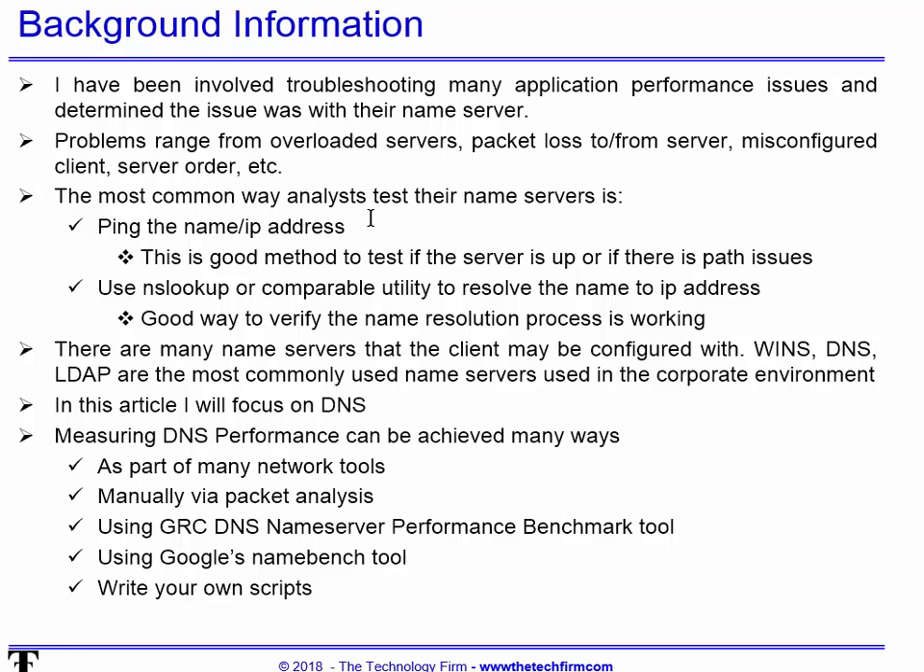The most common way analysts test their name server is to ping it, which is a good method just to see if the server's up or if there's a path issue. That's a pretty good way to do that. NSLookup in Windows or a comparable utility will resolve the name to an IP address just to prove the DNS server is resolving the actual address.